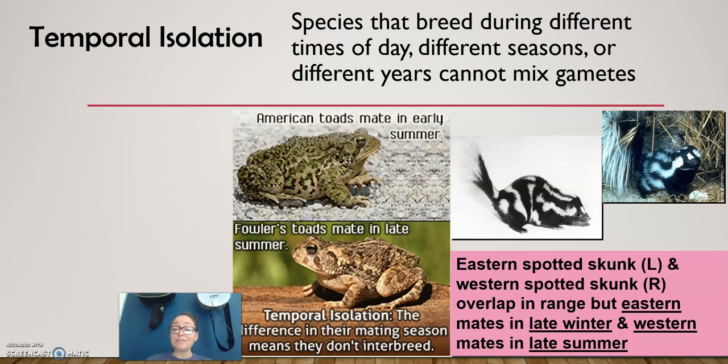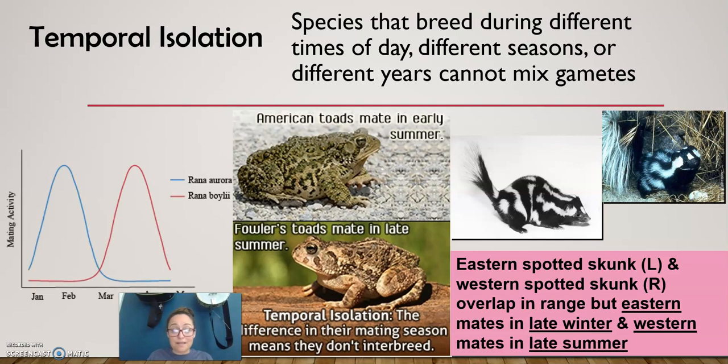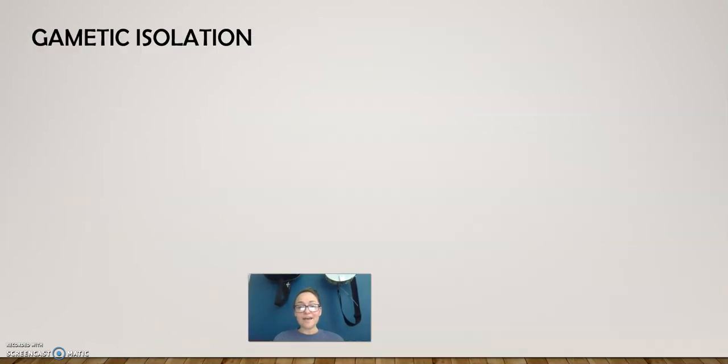So here, these two skunks are not geographically isolated. However, they are reproductively isolated because they don't ever get to mix their gametes. They don't ever choose to mate together. So that's just a graph kind of showing that.